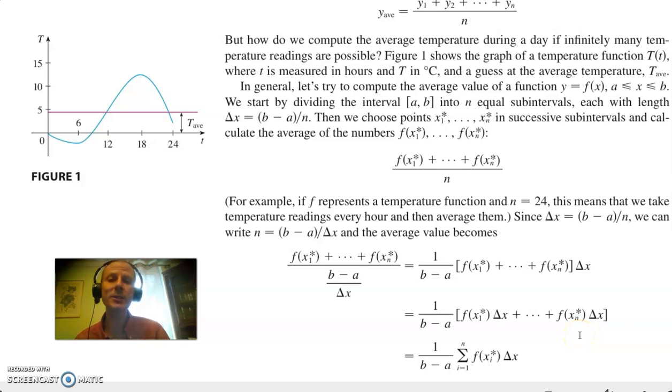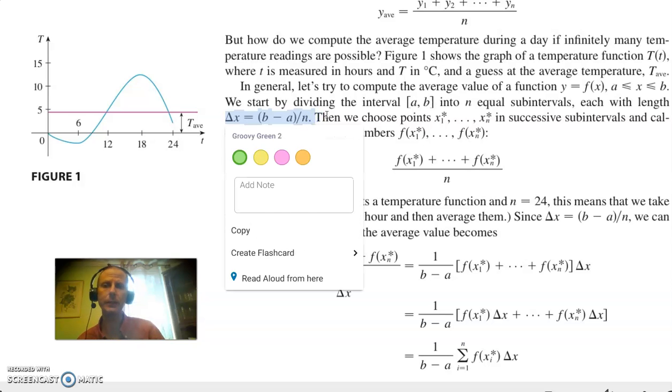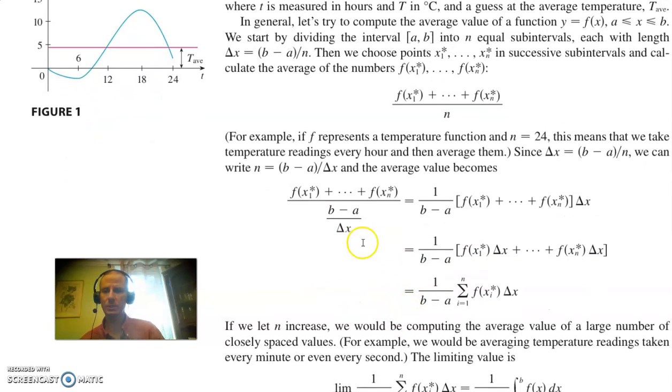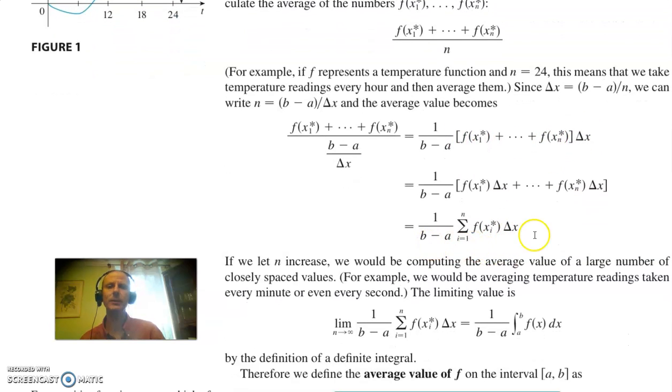So in order to force delta x to appear, we can take this equation right here and solve it for n. If you solve it for n, you get n is equal to (b minus a) over delta x. So that allows us to replace the n in the denominator here with (b minus a) over delta x, which then, by the rules of fractions, becomes 1 over (b minus a) times this sum times the delta x, which now is the Riemann sum: 1 over (b minus a) times the sum from i equals 1 to n of f of xi star delta x.